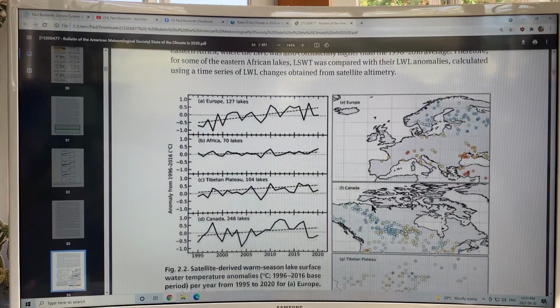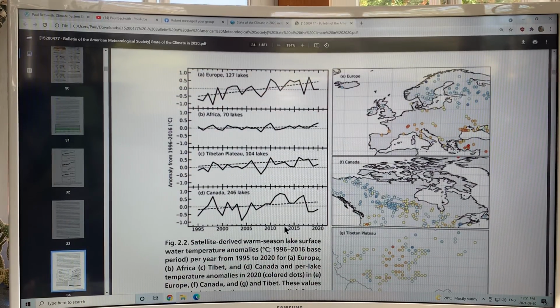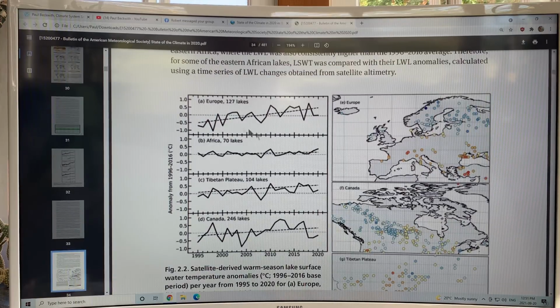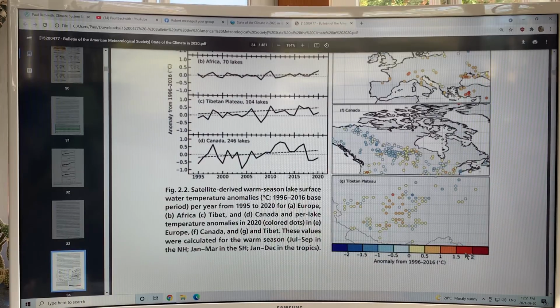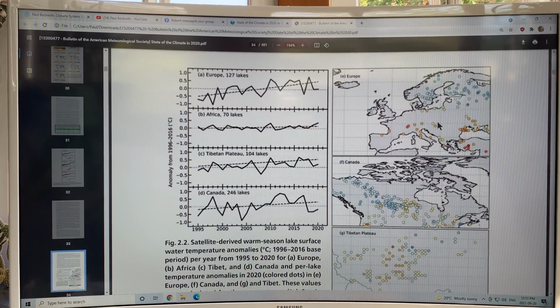And in Europe, okay, these are warm season lake surface temperatures. So Europe was in a heat wave, of course. This is the anomaly of the lake temperatures. Very, very warm lakes in southern Europe, slightly cooler in northern Europe. All of 127 lakes in Europe, and how the temperature trend is.